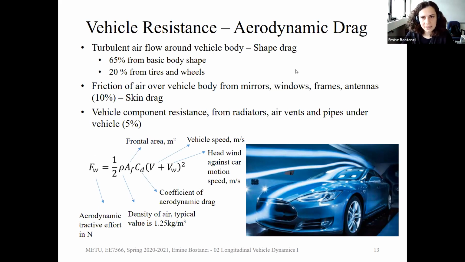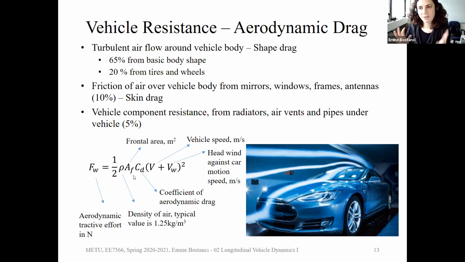So this is the aerodynamic drag calculation, the resistance due to the aerodynamic drag: 1/2 times rho times frontal area times coefficient of the aerodynamic drag times the speed squared. It means that if you go at low speeds, this is not a big issue because it will increase with the square of the speed. So the aerodynamic behavior becomes more important as the speed increases.